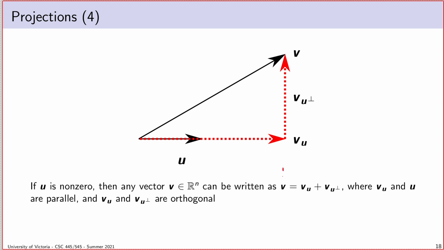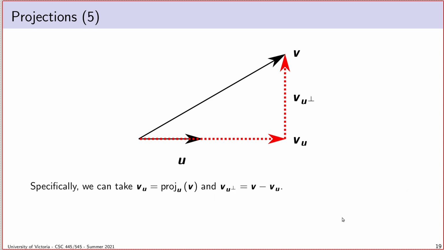I can break up any vector v into two pieces, one that is parallel to u and one that is perpendicular. And the way that I do that is I just choose the parallel component to be the projection. I just project v onto u. And then the perpendicular component I can compute by taking v and just subtracting off that parallel component. And it turns out that you're guaranteed that this quantity will be perpendicular to u.